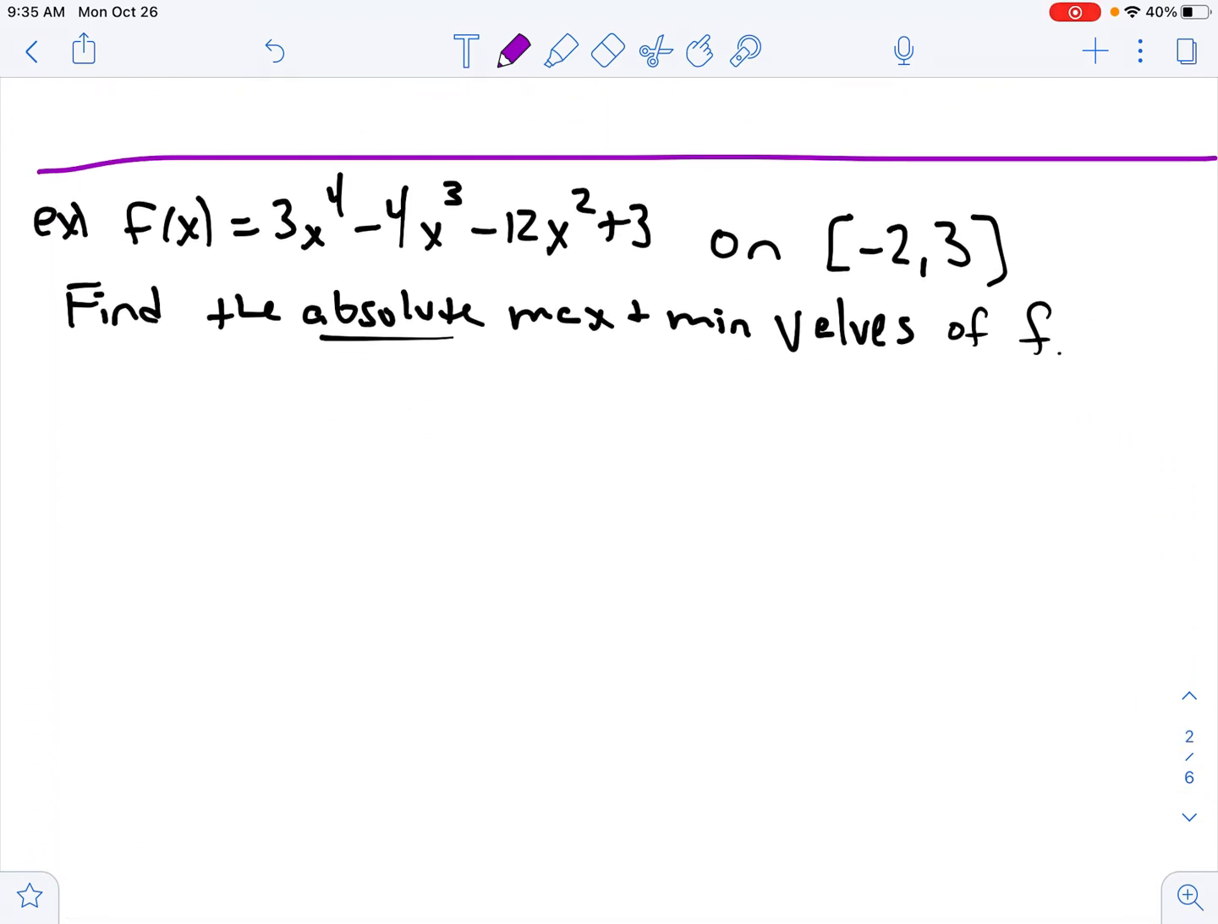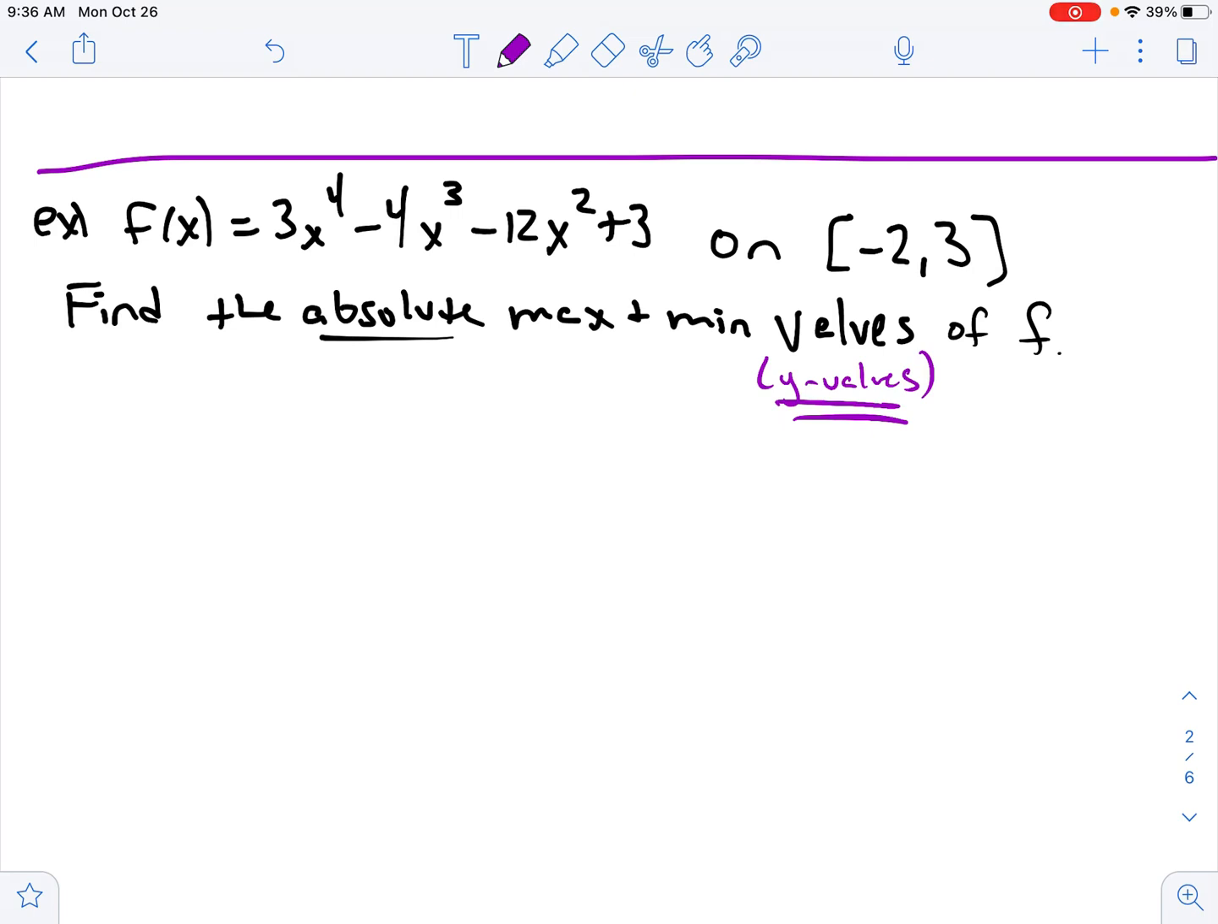Here we have a polynomial now, no rational functions, so I'm not really worried about this thing being undefined. So we have this function, 3x to the fourth minus 4x cubed minus 12x squared plus 3 on the closed interval negative 2 to 3. Find the absolute max and min values of this function. So we want the highest of the high values and the lowest of the low values.